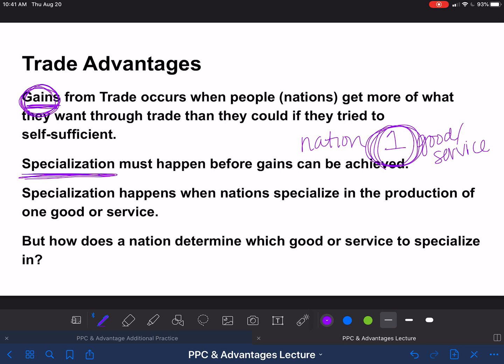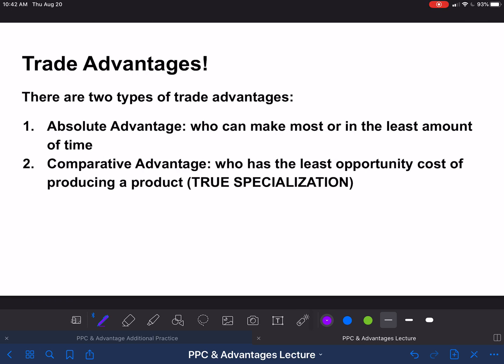How do we help nations figure out what they should specialize in? We don't want them to just pick randomly. There's actually a process that we go through to figure out what nation should trade what product. And that process is called trade advantages. So we need to figure out which nation has the advantage for trading that one product. So there's two ways that we can figure out trade advantages.